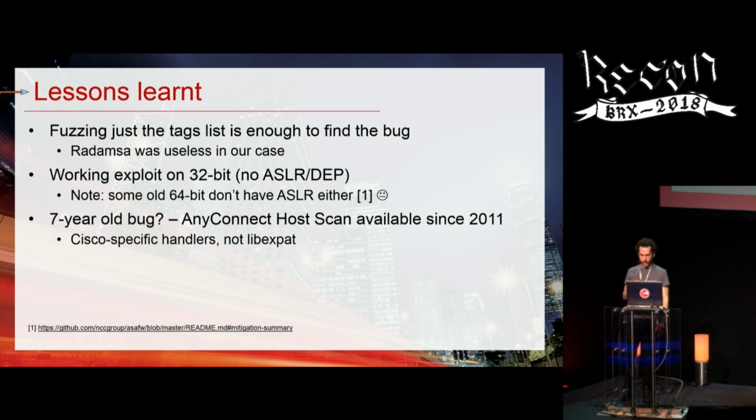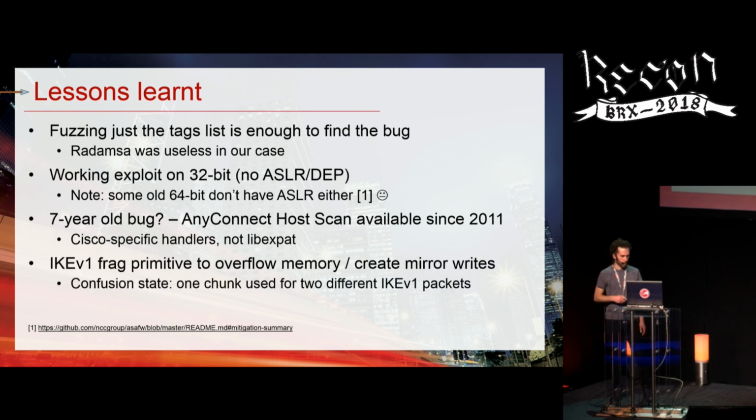And then the thing is, it's in Cisco-specific handlers, so it's not in libexpat. So this bug couldn't apply to other tools using libexpat. And the exploit I've chosen to write leverages IKEv1 to overflow memory and create mirror write primitives. And I think because IKEv1 feng shui is quite reliable, it could be used in any other exploit, which could be either IKEv1 or not related. Obviously, as long as IKEv1 is available.